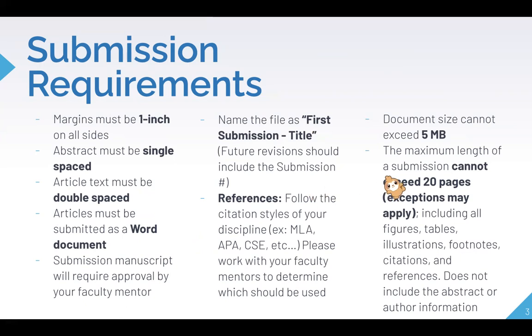And we've now revised the maximum length. Before, I think it used to be 12. We changed it to 20 just because we know that some of you may be in honors, and the capstone requirement is a lot longer than 12 pages, and so it might be hard for some of you to cut it down. So it's now 20 pages, including the figures, tables, illustrations, and citations and references. But this does not include the abstract or author information. So if those parts exceed 20 pages, then that should be fine.